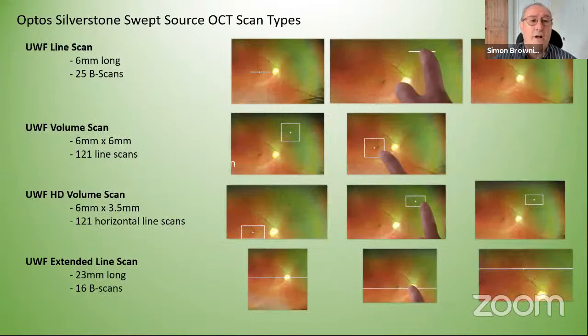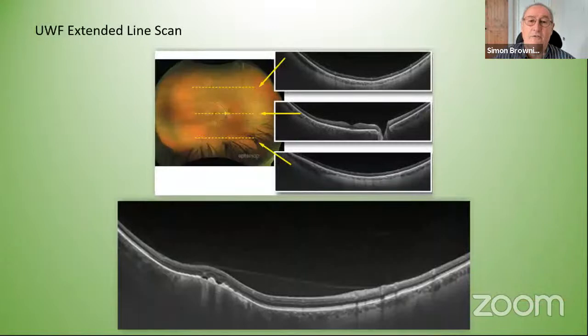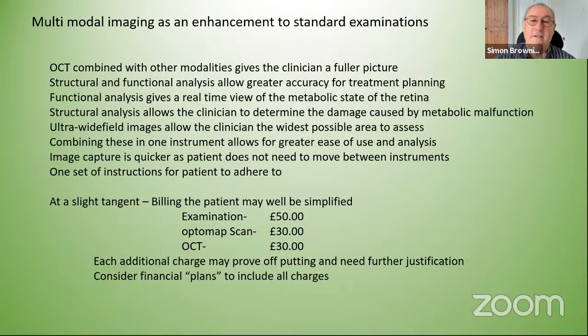Again, you've got your ultra wide field line scan at 6 millimeters, a volume scan, high definition volume scan, and this extended line scan across the retina. And you can begin to see here the amount of image you can see at any one time within that scan. So within one set of images there, you can look at the retina in color, you can look at the different depths, you can look at the actual functionality of the retina, and now you can see the OCT image as well. And these combined modalities give the clinician a fuller picture. You've got a structural analysis and a functional analysis of the retina, which gives you greater accuracy for treatment planning.